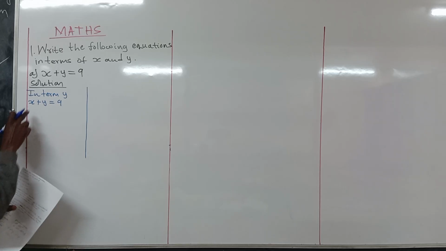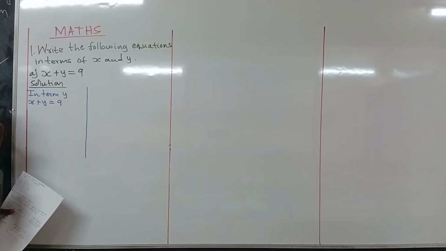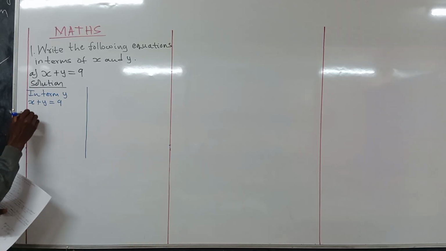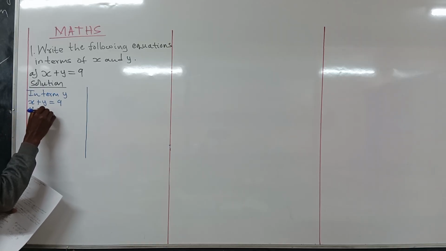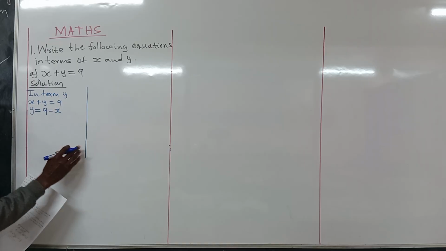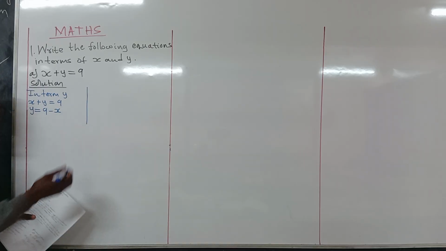That means that, for example, this one is positive. If it goes to this side, it's going to be negative. So our equation is solved as y is equal to 9 minus x. Y is equal to 9 minus x. We are done with it.